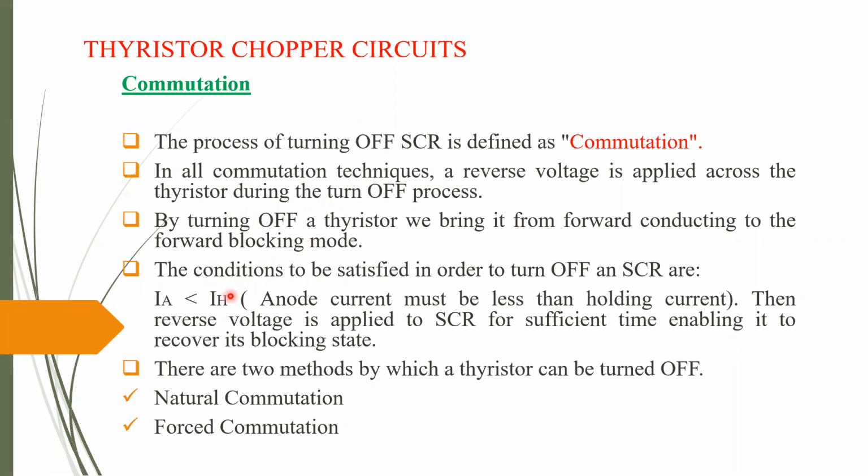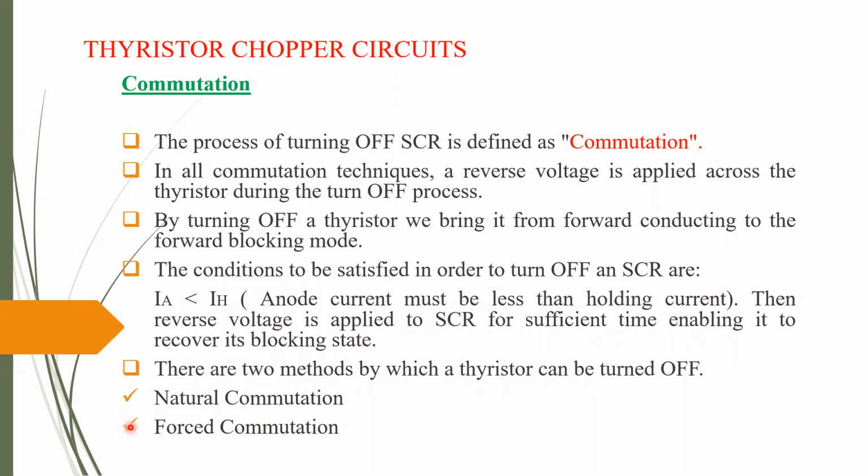Either you can bring the anode current below the holding current, or you can apply the reverse voltage. So the main condition is that the anode current must be less than the holding current. Then the reverse voltage is applied to the SCR for sufficient time, enabling it to recover its blocking state. There are two methods by which a thyristor can be turned off: natural commutation and forced commutation.